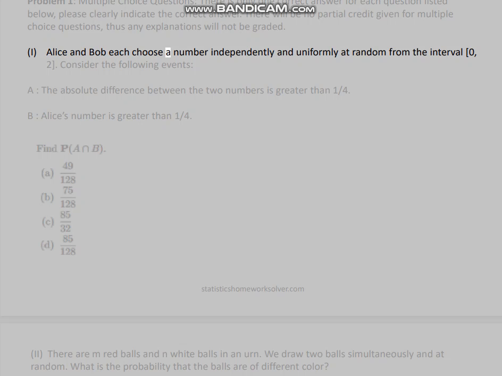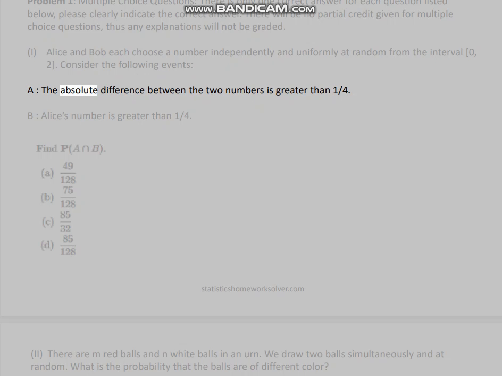Alice and Bob each choose a number independently and uniformly at random from the interval [0, 2]. Consider the following events. A. The absolute difference between the two numbers is greater than 1/4. B. Alice's number is greater than 1/4.